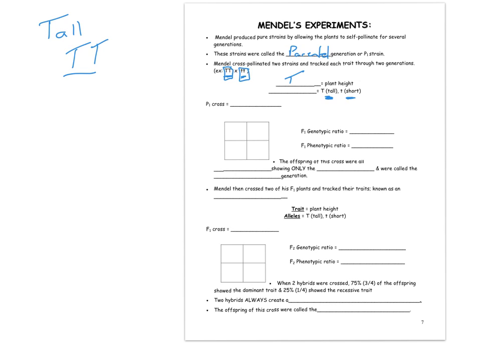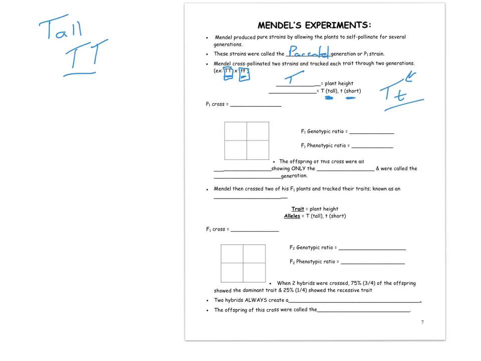All right, so tall is big T, because it's big, even if it's heterozygous, big T, little t, it's still going to be big, because this is the dominant trait, right? We've learned that. Now, Mendel didn't know that at the time. He just came up with these variables and said, let's see what happens. Little t is short, and he knew there were probably two things, and he didn't know what they were. We know they're alleles today, but he didn't know that then.